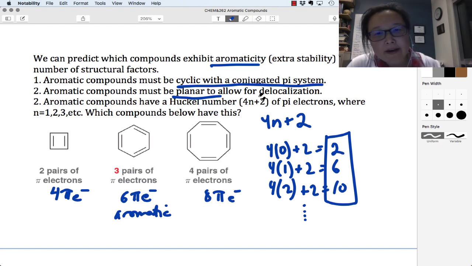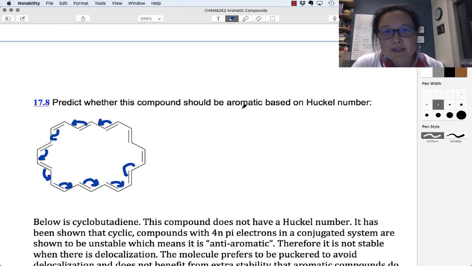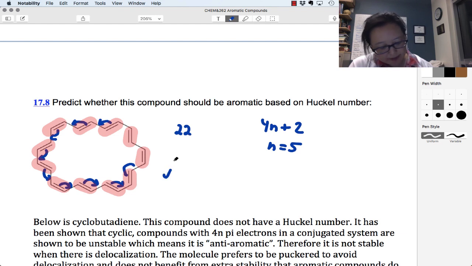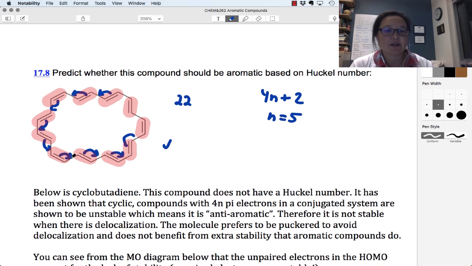We'll find out about the Hückel number first. Does it have a Hückel number of pi electrons? So let's count. How many pi electrons do you see in this system? All right, so I see 22 pi electrons. That's 11 pi bonds, 22 pi electrons. And it turns out if n equals 5, then I have 22. So this is a Hückel number, and what this tells me is that this molecule will be planar so that it can delocalize those electrons, thus will lead to an aromatic compound. So the answer is yes, it should be an aromatic compound.